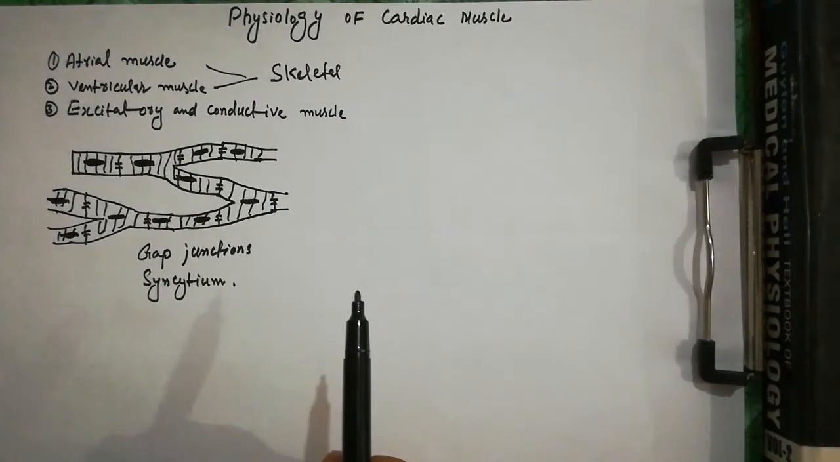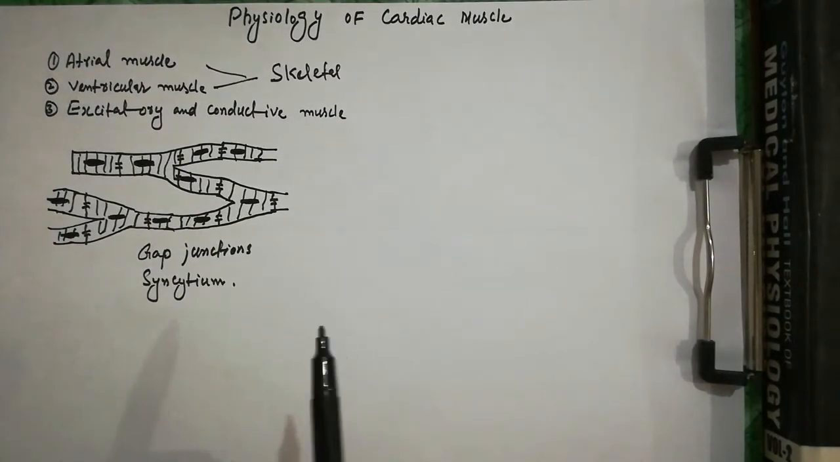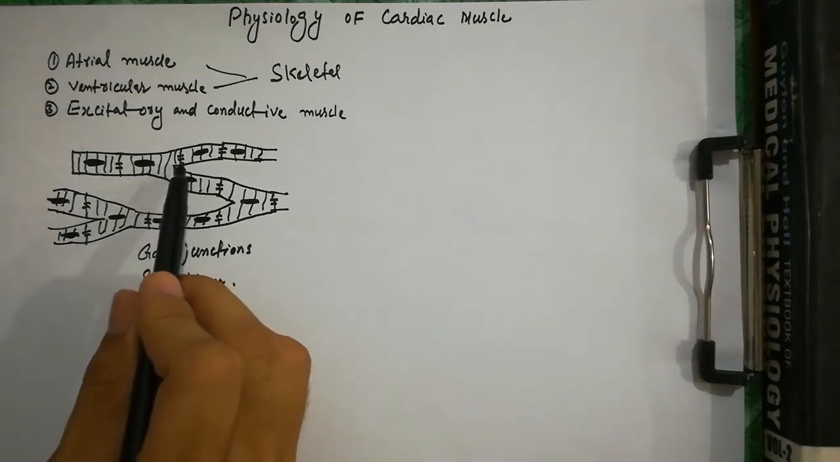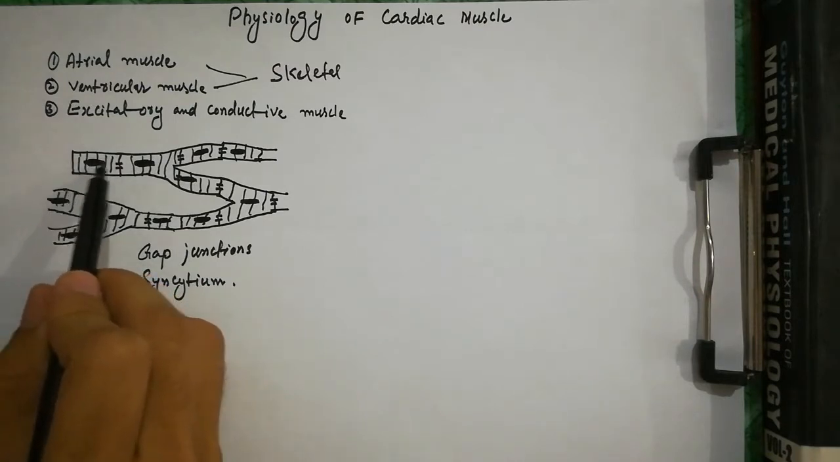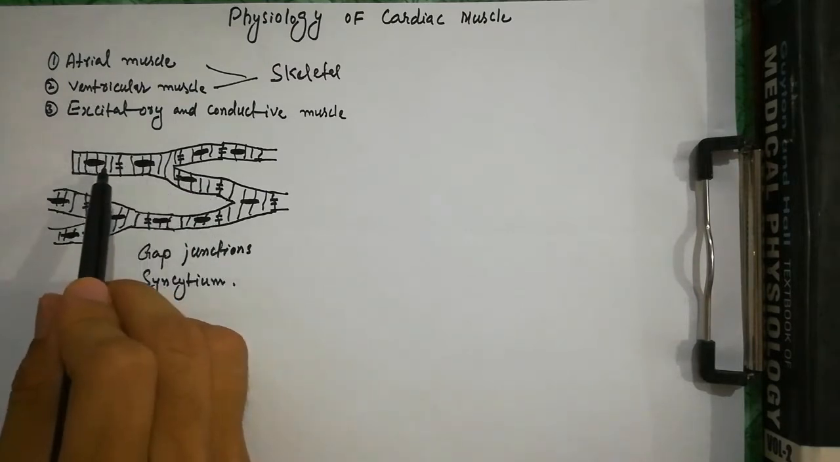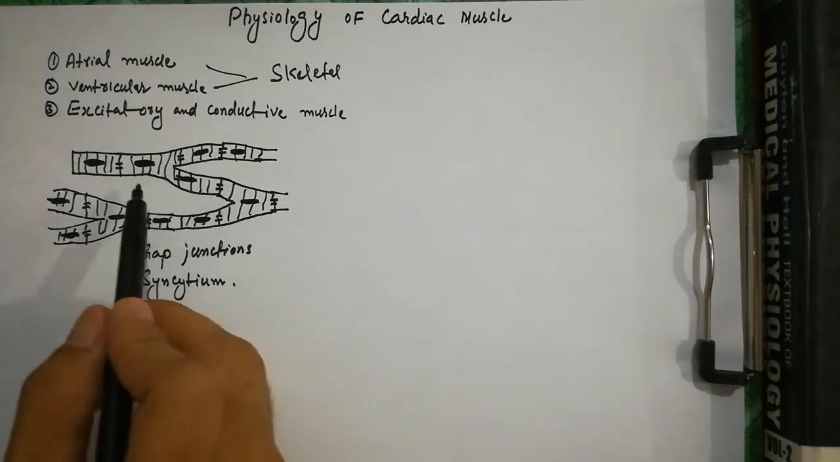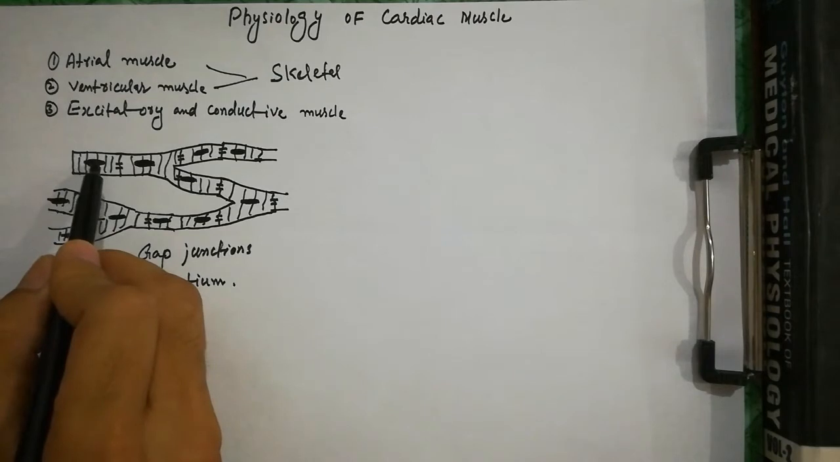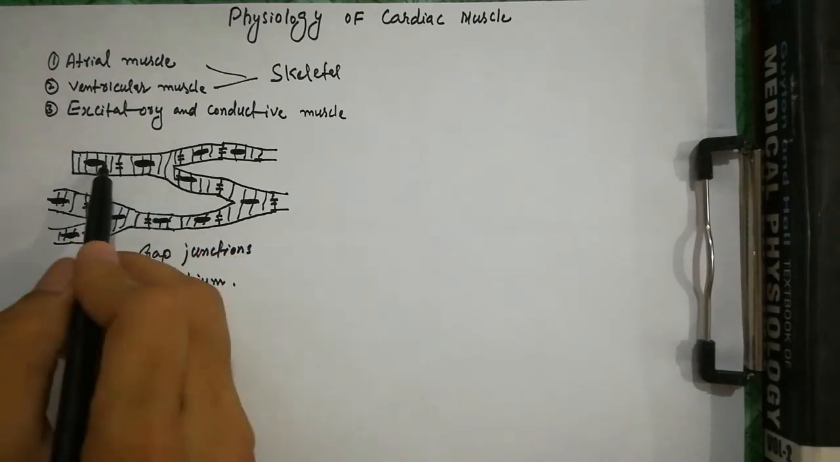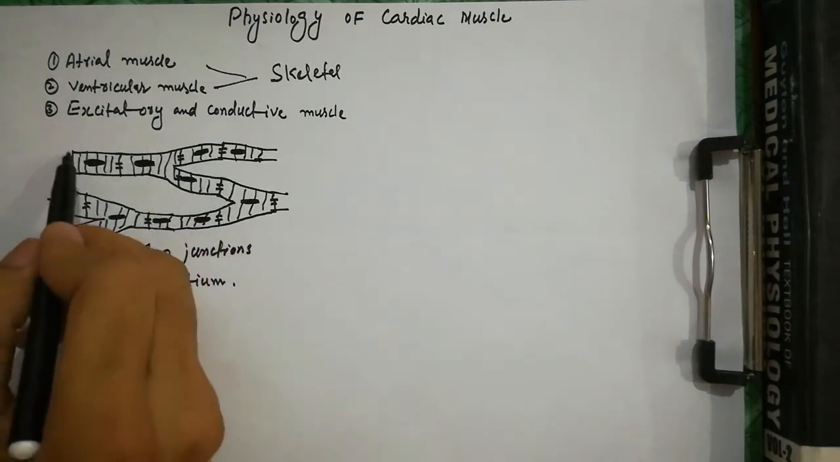Cardiac muscle is striated muscle like skeletal muscle, and it is involuntary, unlike skeletal muscle. This is the structure of cardiac muscle. Cardiac muscle is composed of cardiomyocytes which are arranged in series and parallel. This is one myocardiocyte, this is another, this is another. These are connected in series.